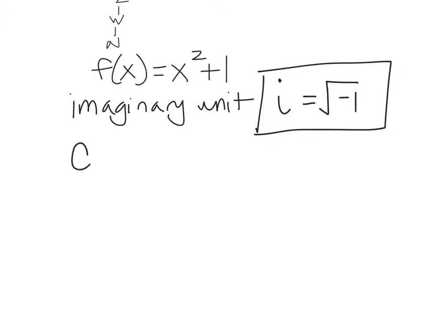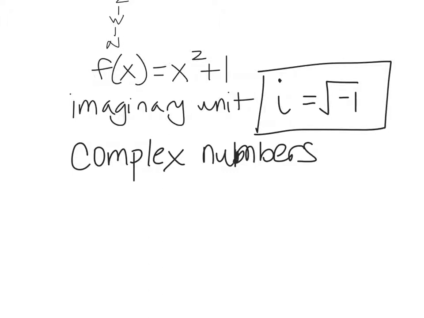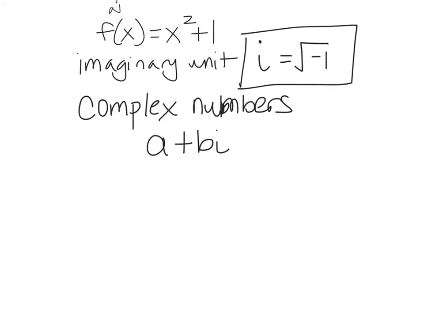But when we talk about complex numbers, that includes imaginary numbers, but it also includes it when you have a real part and an imaginary part. So complex numbers are of the form a plus bi. Those are complex numbers. They're very complex. Imaginary numbers are complex numbers. Real numbers are complex numbers. Okay? So some examples of complex numbers would be 5 plus 2i.